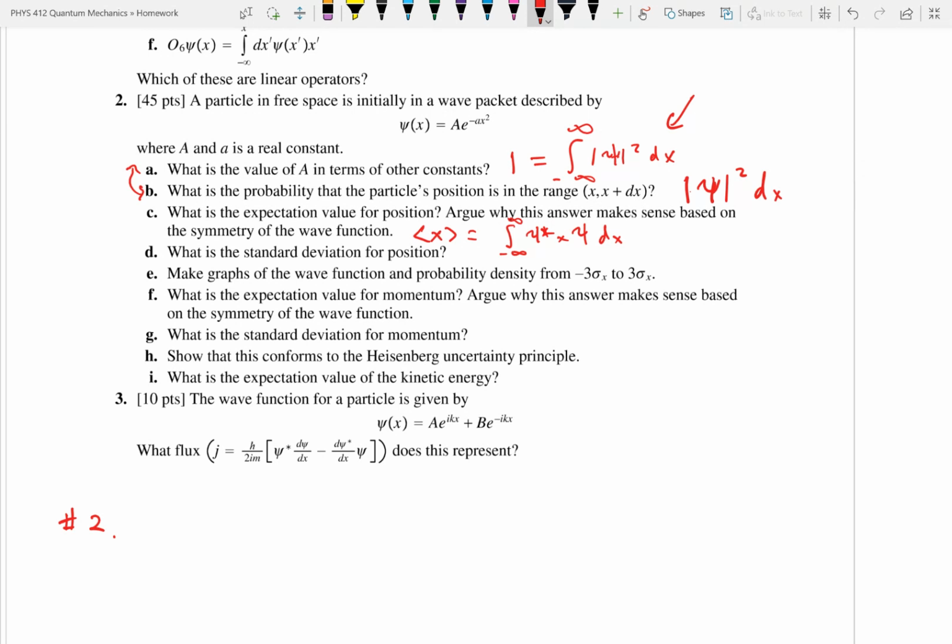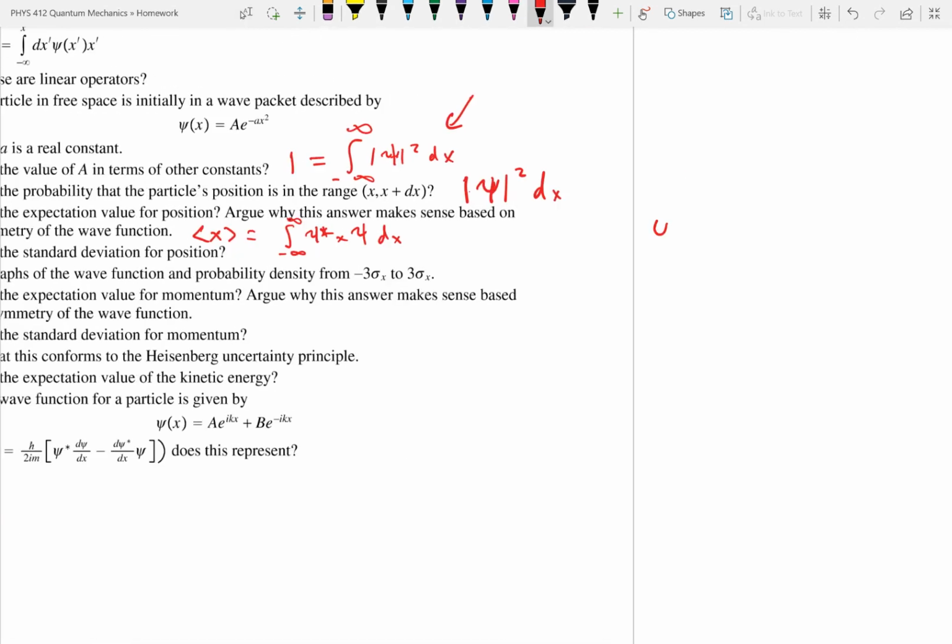did we go over the standard deviation for momentum? Well, it's going to be the same rule. Right, so you remember the standard deviation rule. So if it's x, it would be the square root of x squared minus x squared.